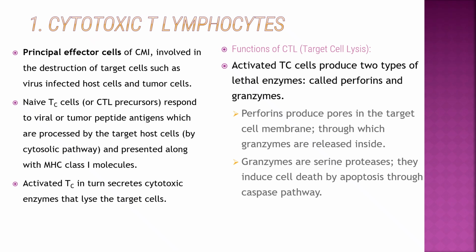Activated TC cells produce two types of lethal enzymes called perforins and granzymes. The perforins produce pores in the target cell membrane through which granzymes are released inside. The granzymes are serine proteases. They induce cell death by apoptosis through the caspase pathway.